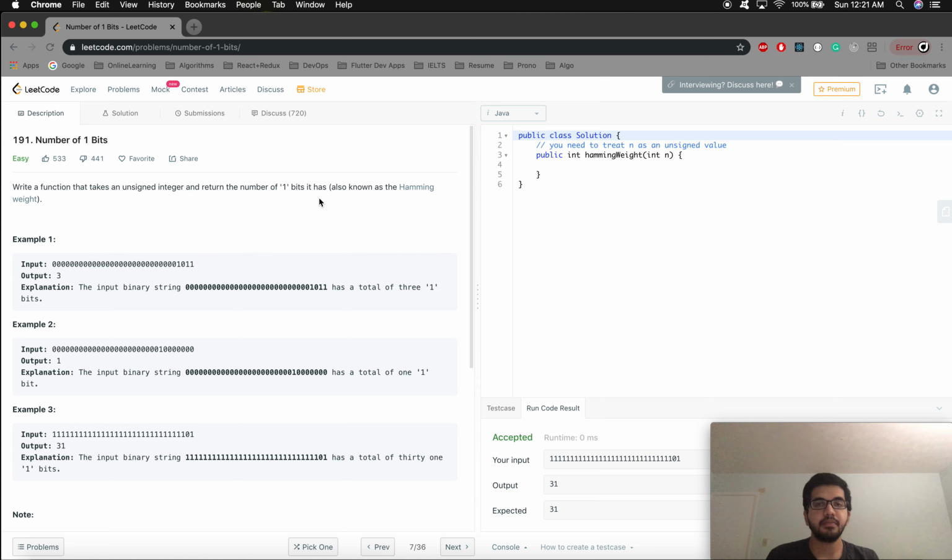So the algorithm for this would be we would take a counter and we would check the last bit of the number every time we loop through, and if it is 1, we would increment the counter by 1, and we would just do a right shift while we are looping through. So in this case, the number of ones is 3, so the output is 3.